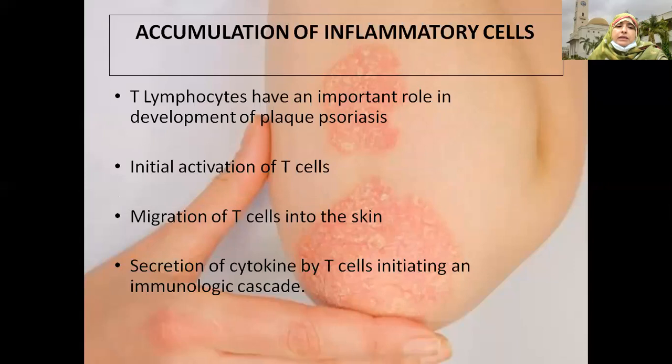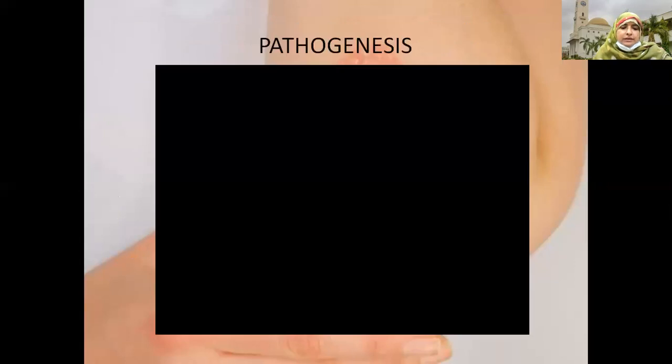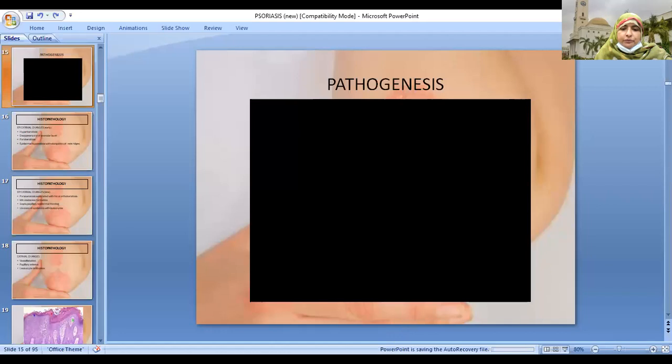Among them, the T helper cells have an important role in development of plaque psoriasis. Initially, there is activation of the T cells, then they migrate into the skin and secrete cytokines and initiate an immunologic cascade. Now, how does this all happen? Let me show you a small video. Here, you can see.